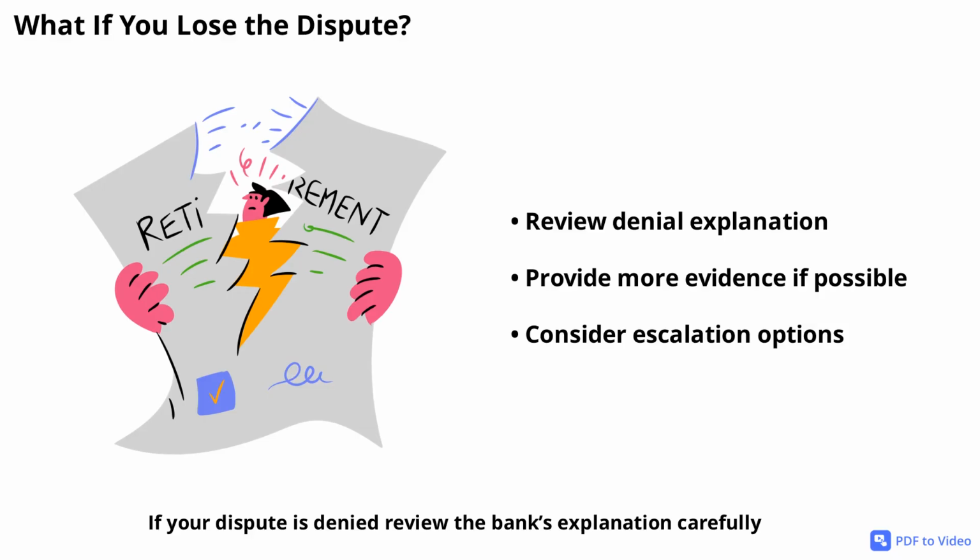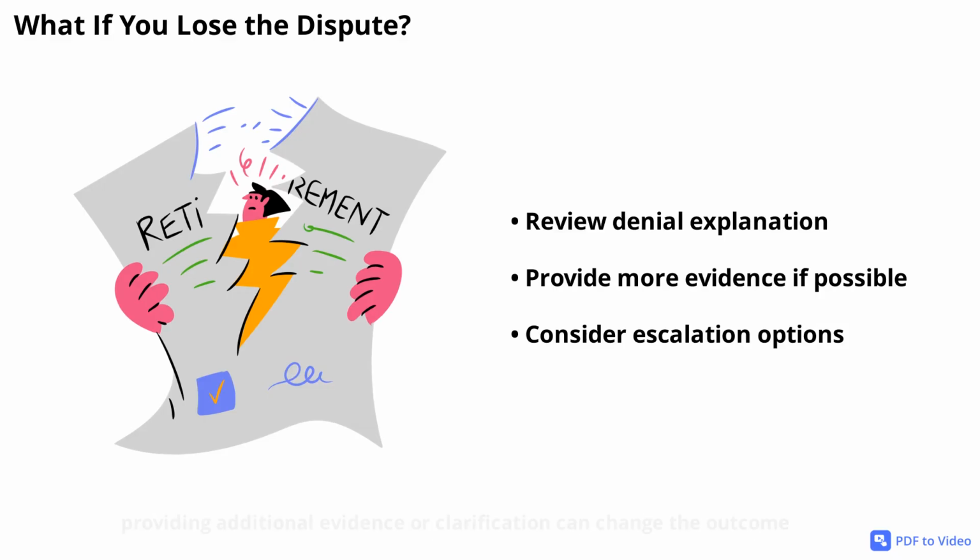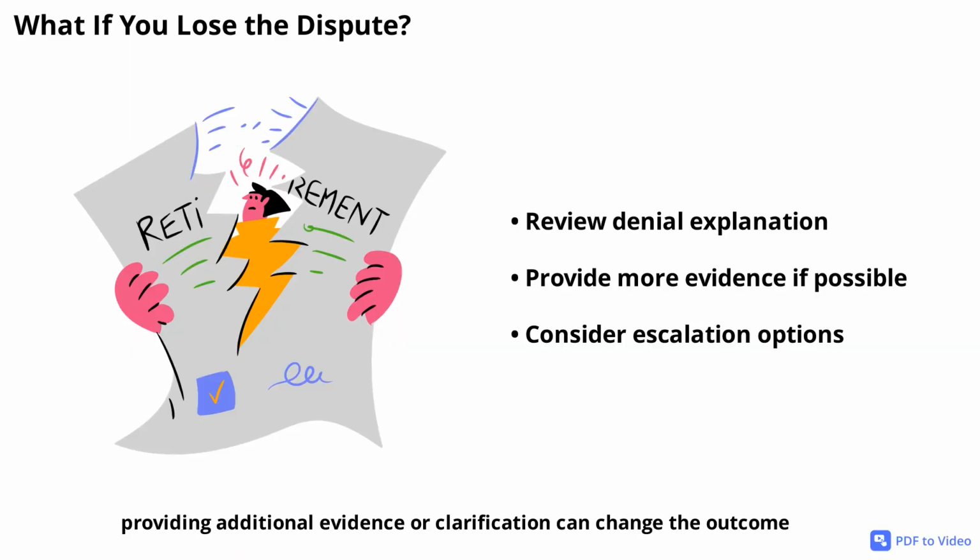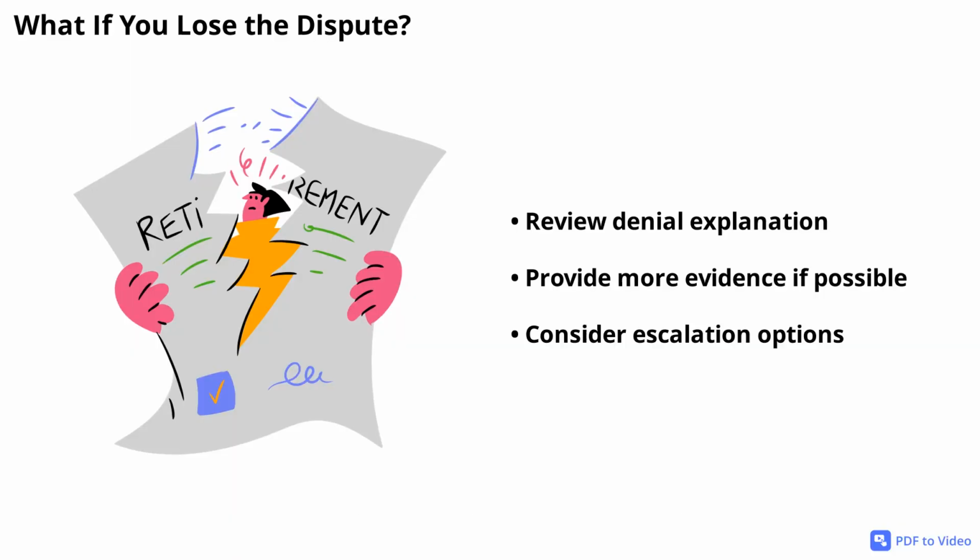If your dispute is denied, review the bank's explanation carefully. Sometimes, providing additional evidence or clarification can change the outcome. If you still disagree, consider escalating the issue to a consumer protection agency or seeking legal advice. Understanding why your dispute was denied can help you avoid similar issues in the future.